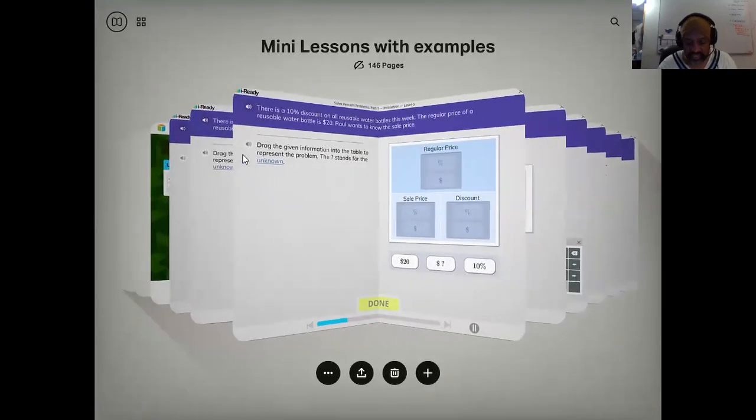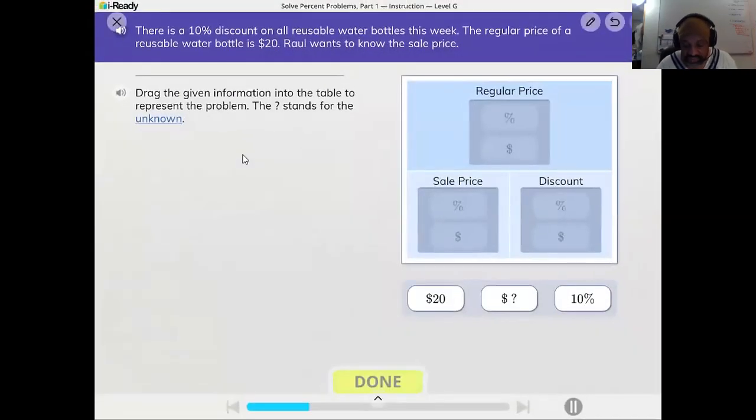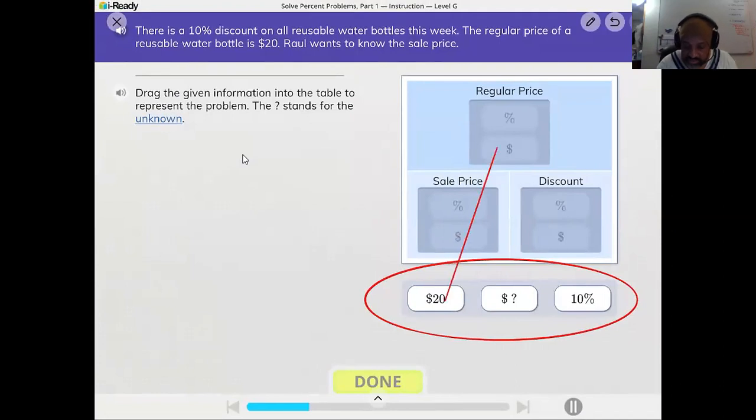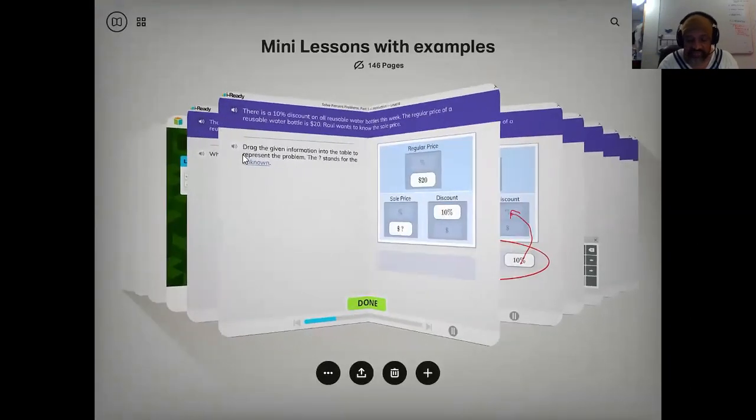Okay, next, they're going to actually ask you to take these numbers and put them in the right box. So the regular price is 20 and it's a dollar amount, so it goes there. The next is the percent discount, so it's going to go here. And then the question we're trying to find is, what's the actual sales price? So you have to move these little buckets in where you need to have them. And that's kind of how Iready works.